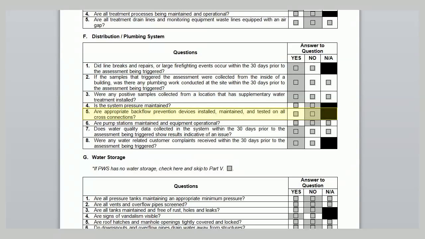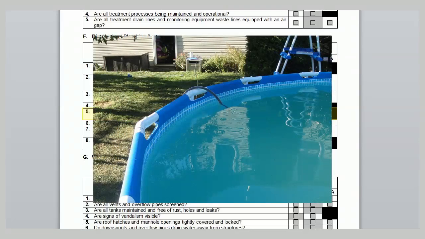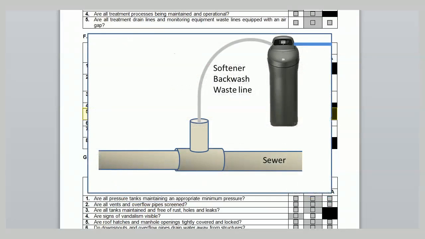The fifth question asks, are appropriate backflow prevention devices installed, maintained, and tested on all cross connections? First, a cross connection is any connection between the public water supply and a source of contamination. So, to use our example of a softener drain line from earlier, conditions can exist in which the water system experiences low pressure, and then the pressure is actually greater in the sewer than the water system. This would allow contaminated water to flow from the sewer to the drinking water system because of the back pressure.